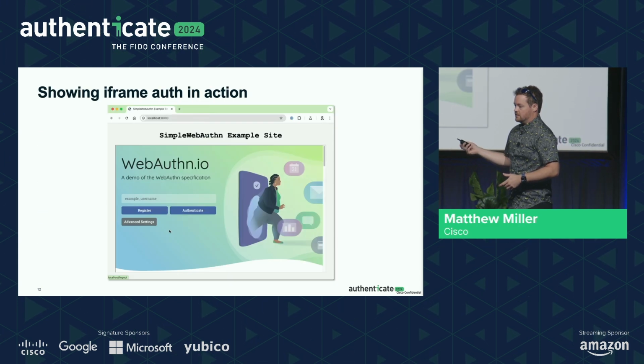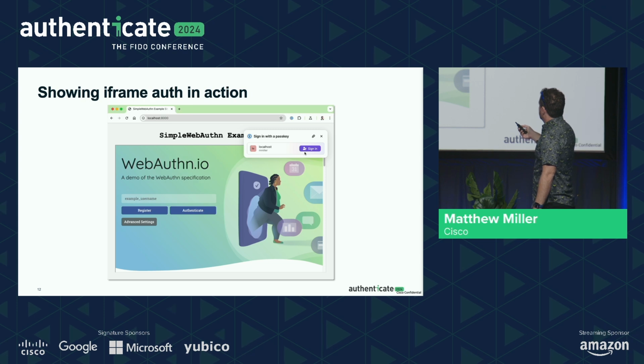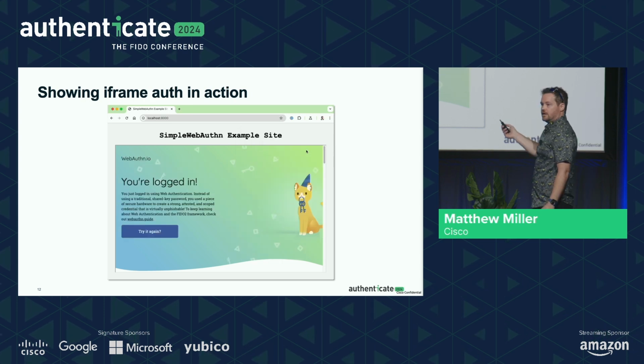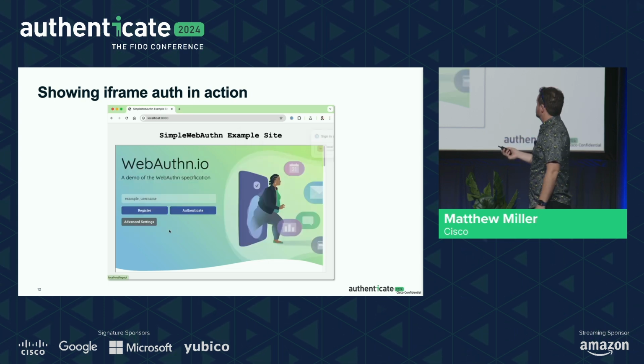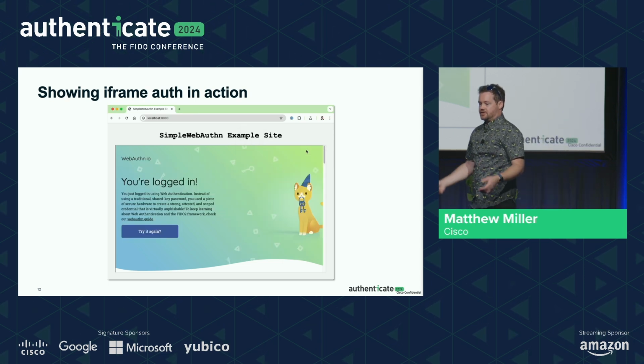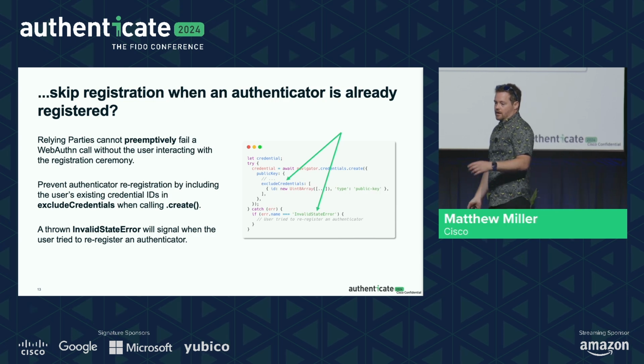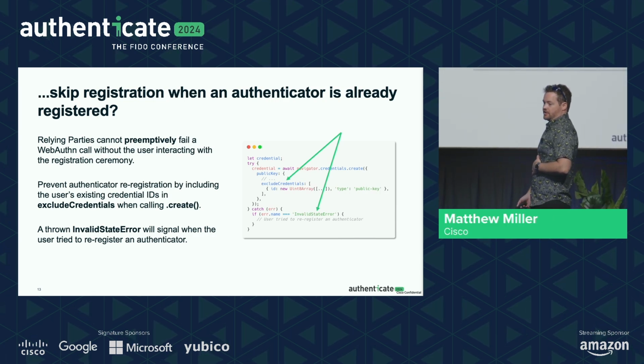like webauthn.io to successfully log in while it's embedded in a different website. So this is pretty unremarkable as far as examples go, but this is just a demonstration of how it all comes together. Now, next question is, how do I skip registration when an authenticator is already registered?